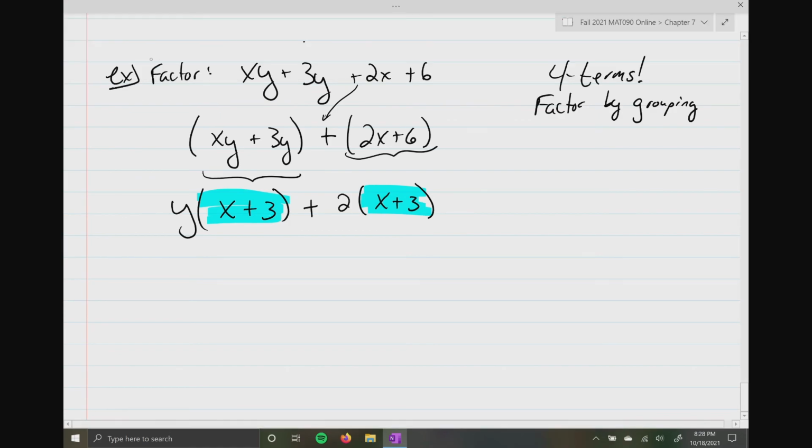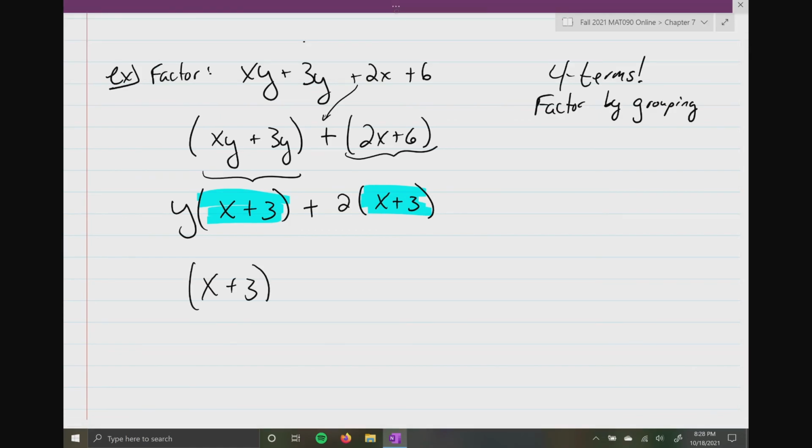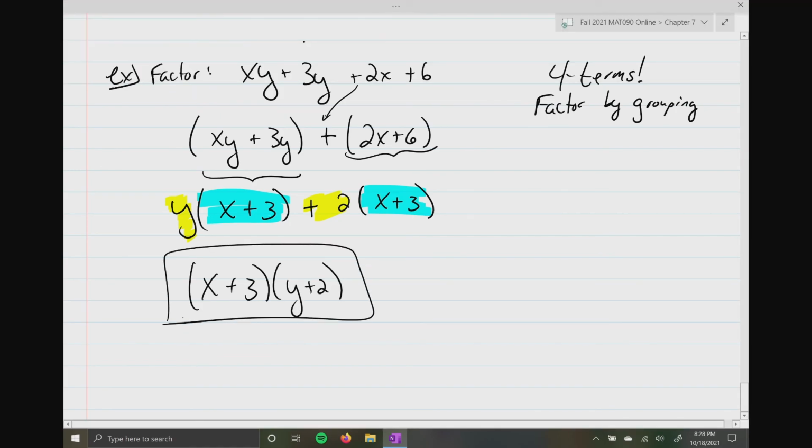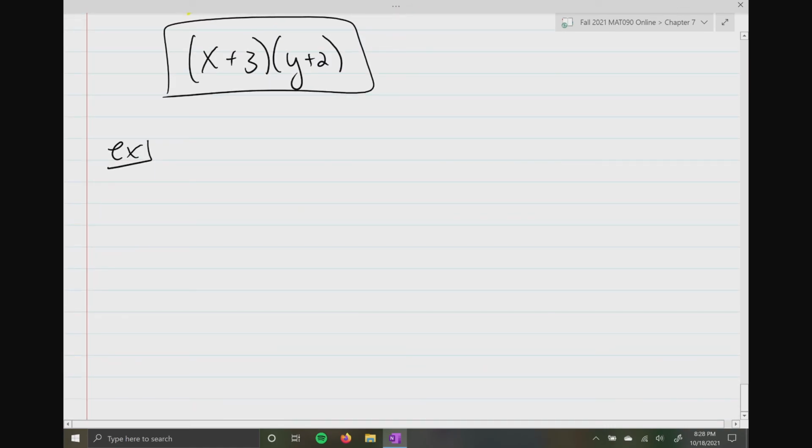So I'm going to pull that binomial out front. And whatever is left over, in this case it's a y plus 2, is going to go in my second set of parentheses. All right? Now, for this last example here, this is where we need to be careful, okay? We need to be careful with this one.